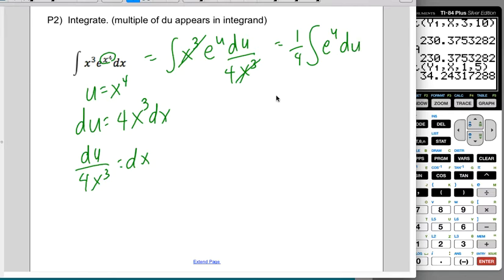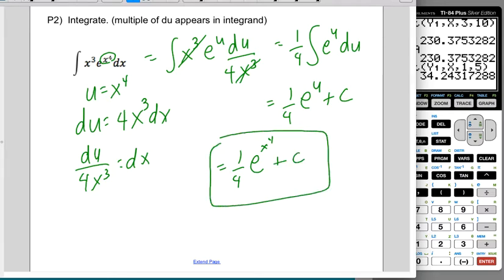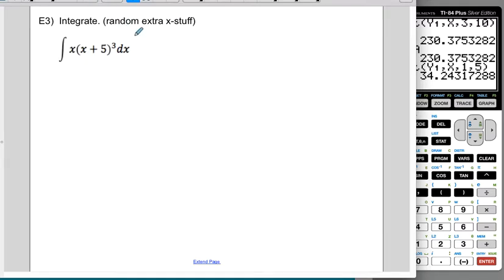Well, that's one of those antiderivative rules we know. In fact, it's the easiest one, because when you integrate e to the u, you just get e to the u. So I'm going to get that this is 1/4 e to the x to the 4th plus c. All right, moving on.